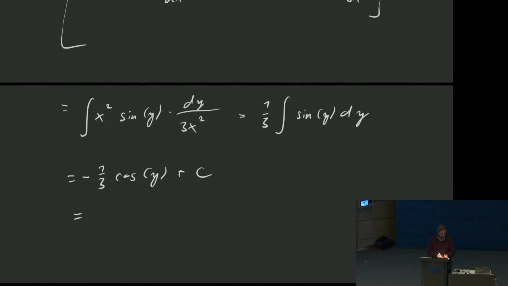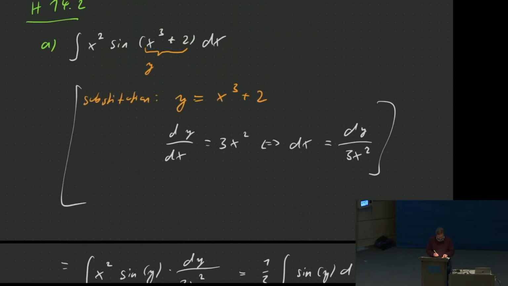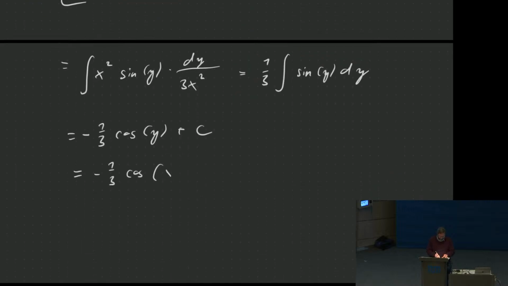And finally, let's undo the substitution, so that means we get minus 1/3 cosine of y, what was it? x to the third plus 2, plus constant. Okay, so that will be the solution for homework 14.2 part A.